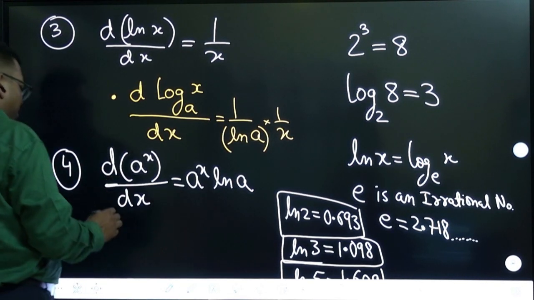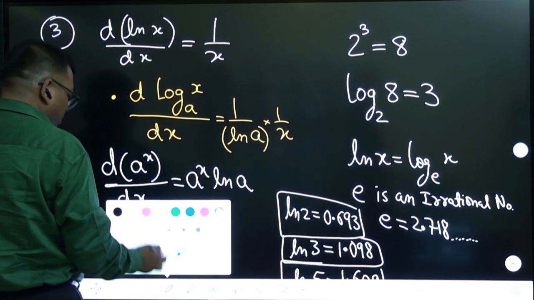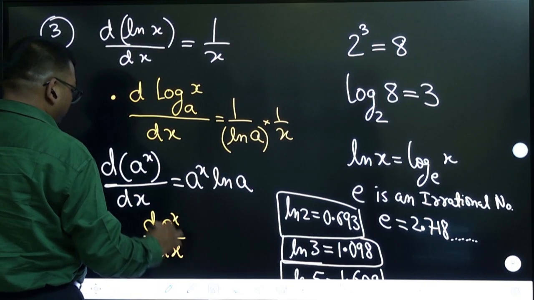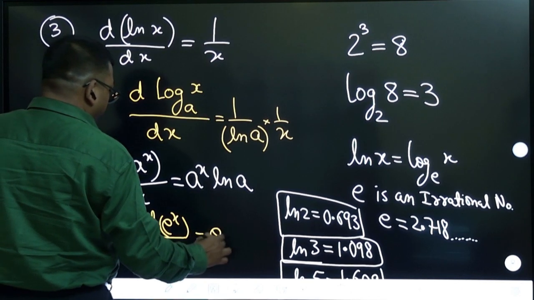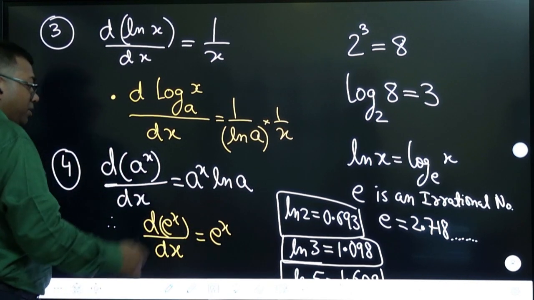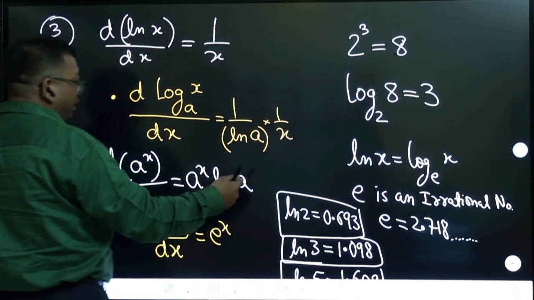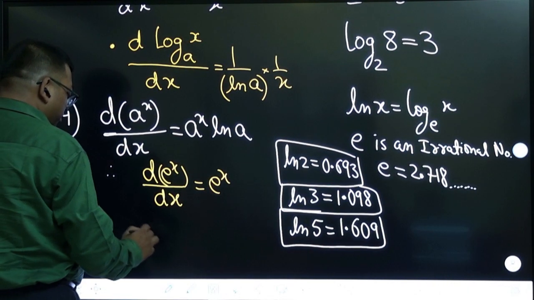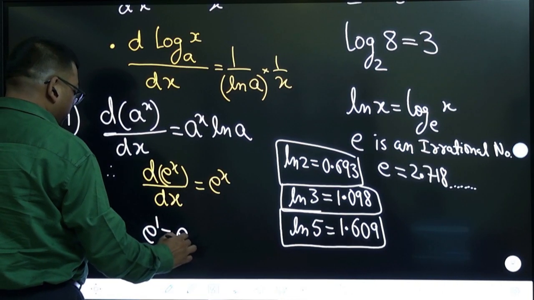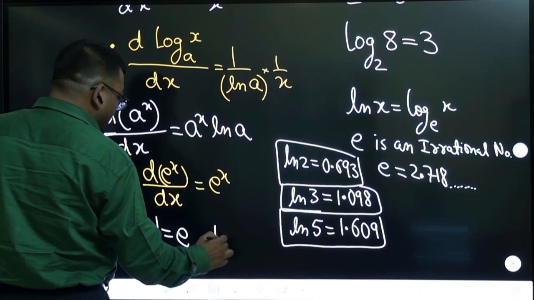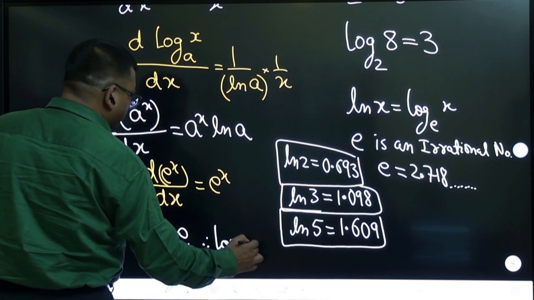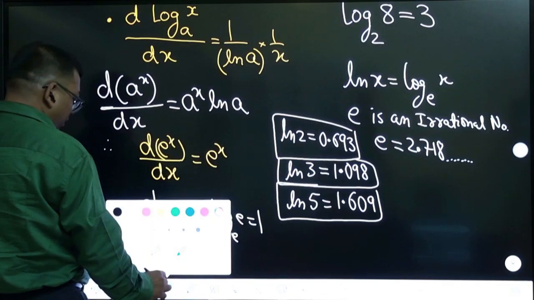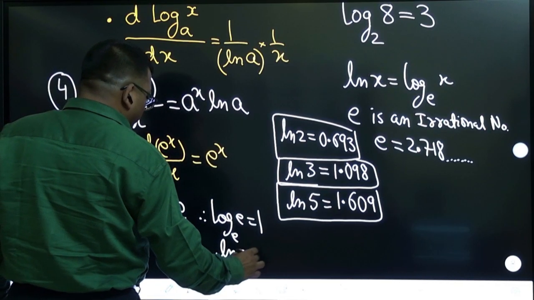And suppose a becomes e. So that special differentiation is also known. Differentiation of e power x with respect to x becomes e power x only, because you are substituting a as e, and ln of e is going to be 1. Note that. Why is ln of e becoming 1? Because e power 1 is equal to e. So if I apply the log concept here, log base e of e is equal to 1. That is what is called ln e, so ln of e is 1.